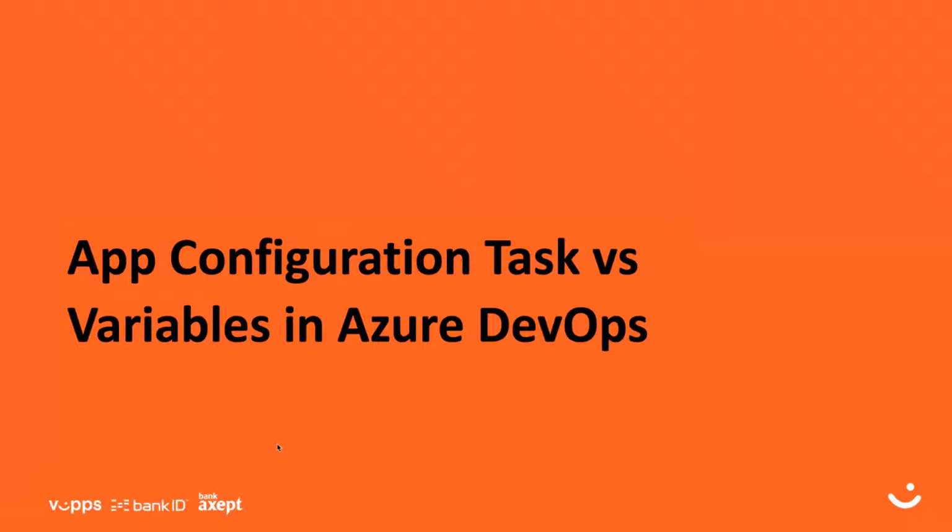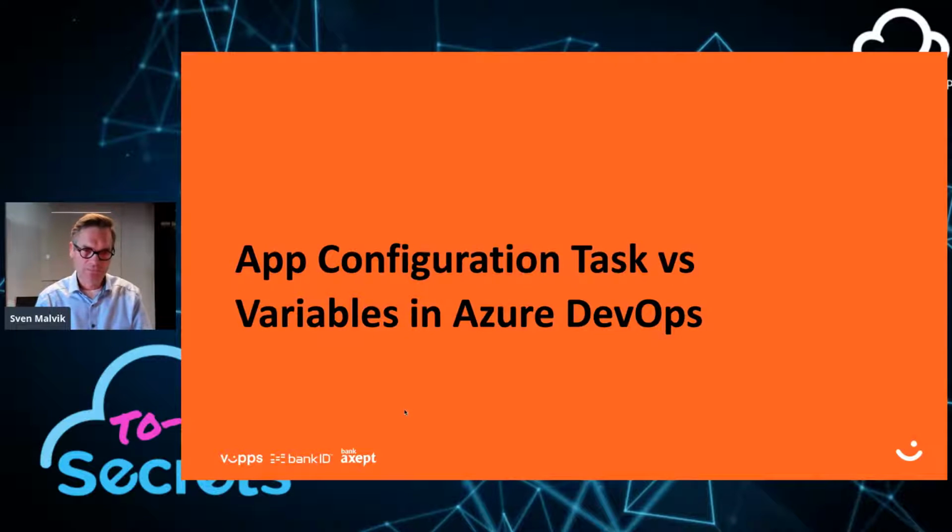Okay, Azure App Configuration tasks versus variables in Azure DevOps. That's interesting, because as I told you before, we have app configurations where you have key values, but at the same time you have Azure DevOps. So wouldn't it be nice if you stored all your configuration in Azure App Configuration, and not just application code, but also infrastructure code or CI/CD configurations?